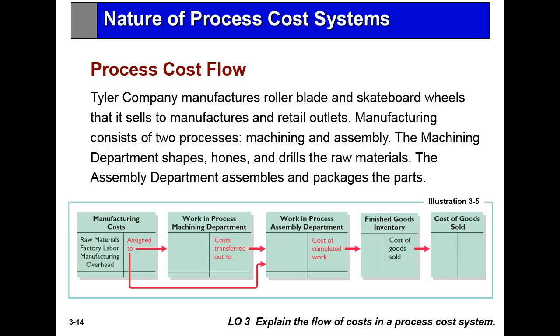Manufacturing costs consist of two processes, machining and assembling. The machining department shapes, hones, and drills the raw materials, and then the assembly department assembles and packages the parts. So they're just building the wheels.